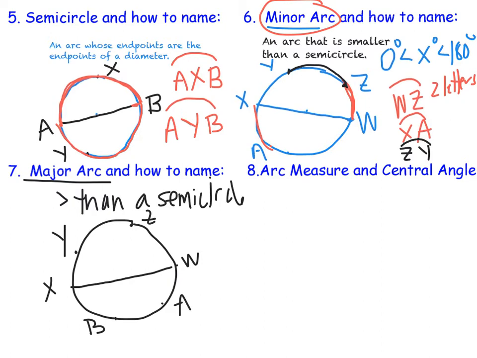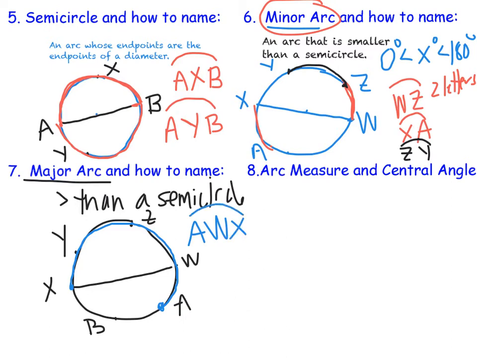Let's say we start here at point A. Now I could go two directions. I could go to the right and go through W, or I could go to the left and go through B. So you name it by the direction you go and what points it goes through. Let's say I'm going to name a major arc starting at A, passing through W, and I want to make sure it's bigger than a semicircle, so I'm going to come all the way over here to X. This would be 3 letters, AWX.